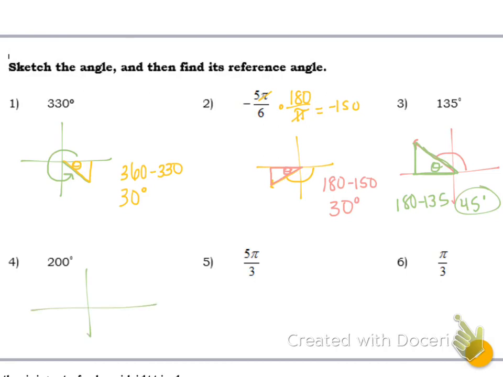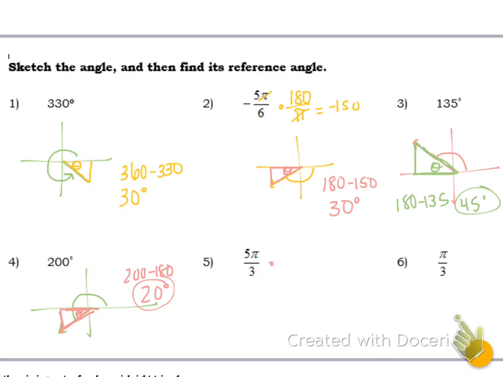Okay, 200. I go 0, 90, 180. The next one's 270, so this would be my reference or all the way around. If I make my triangle in here, I want to get rid of 180 of it and get that little tiny portion that's left. So 20 is going to be my reference angle. And all of these should be acute angles, so they should all be less than 90 and positive.